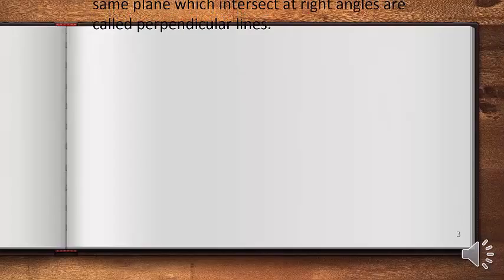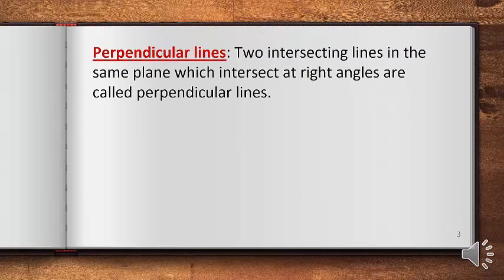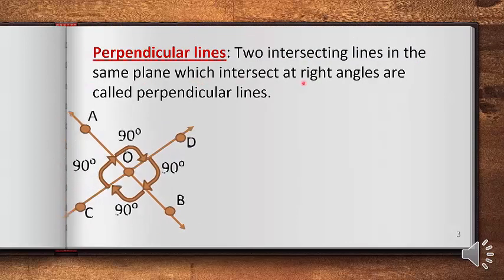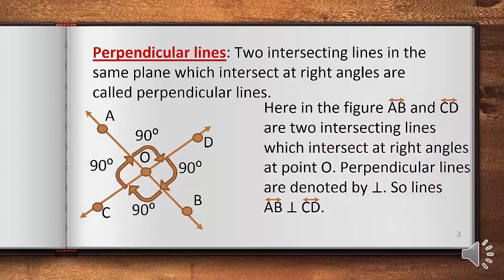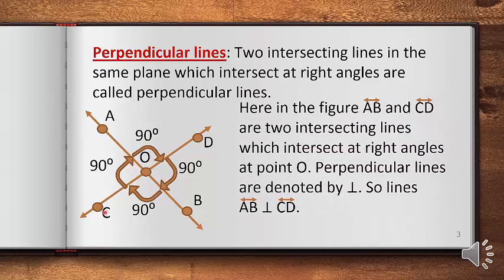The second pair of lines are called perpendicular lines. Two intersecting lines in the same plane which intersect at right angles are called perpendicular lines. In the figure, AB and CD are perpendicular lines because they intersect at right angles. See here in this figure, angle AOD is equal to 90 degrees, angle AOC is again equal to 90 degrees, angle COB is again 90 degrees, and angle BOD is again 90 degrees.